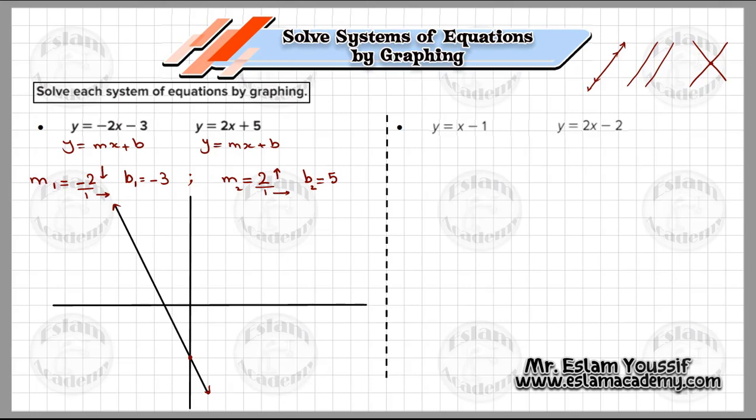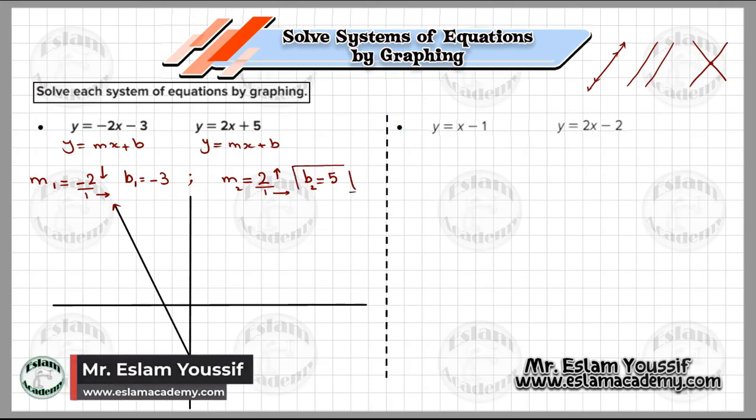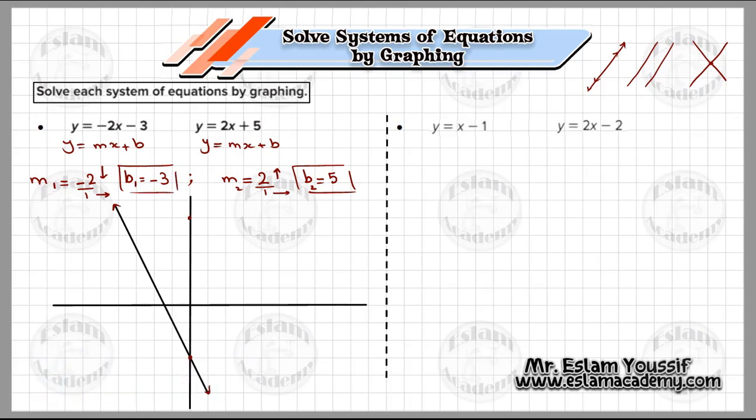Number 2. For the second line, we start from the y-intercept. Now I will start from 5. The slope is positive, it means we are going up 2, then going to the right 1. Then we have 2 points, so we draw the line joining the 2 points. You will find that the two lines intersect at one point. This point is (-2, 1), so the solution will be (-2, 1).